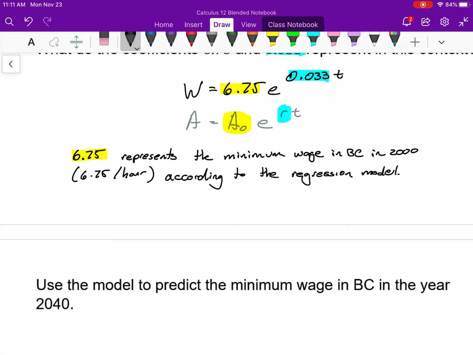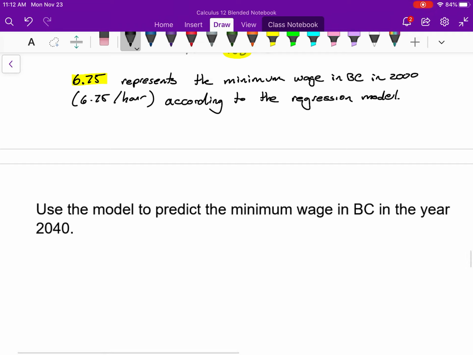0.33, that represents the rate of growth of minimum wage. So in this case, 3.3% per year continuous growth, and which is related to inflation. But again, there's other things in it as well. Again, minimum wage is tied to a whole bunch of parameters here. So the 0.033 represents the rate of growth of minimum wage.